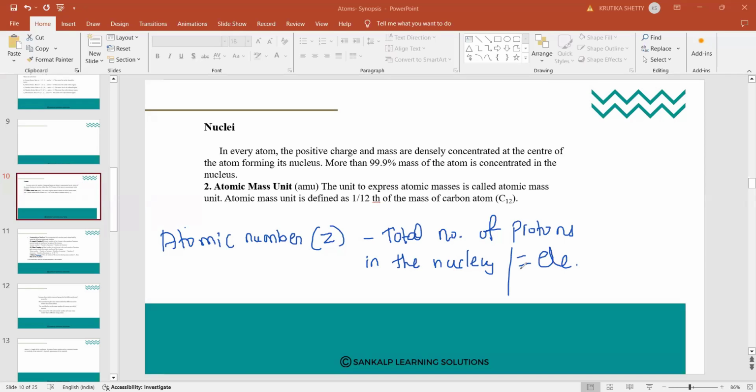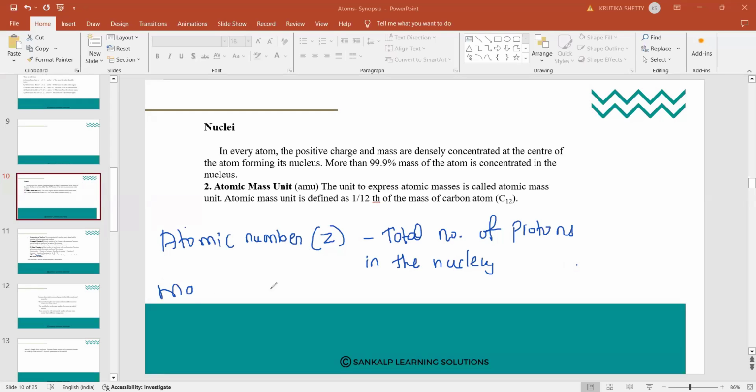So we can use either one to define it. The total number of protons in the nucleus is called the atomic number. Or you can also say the total number of electrons is the atomic number, denoted by Z. Okay. So atomic number is over. What is mass number? Let us discuss.